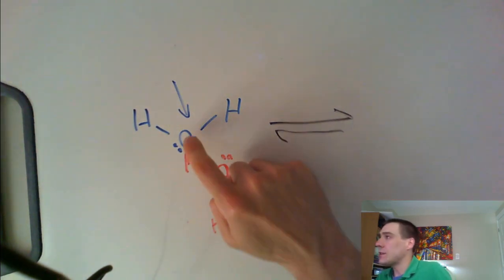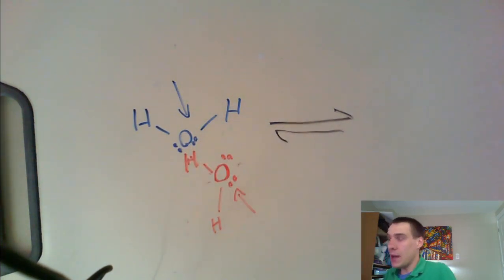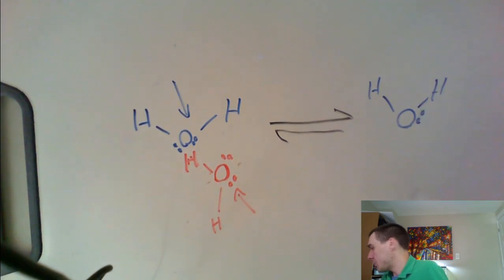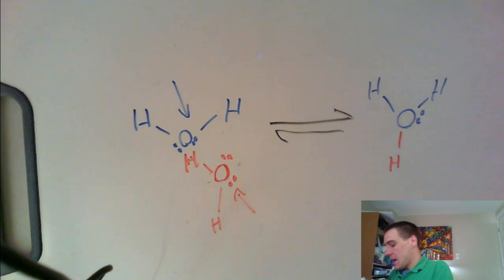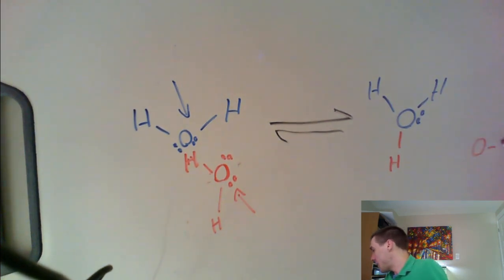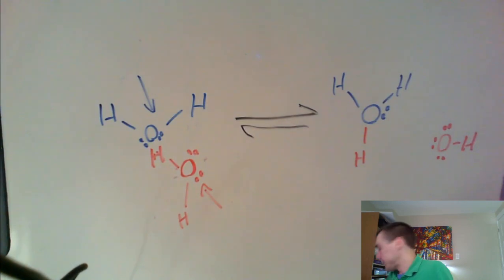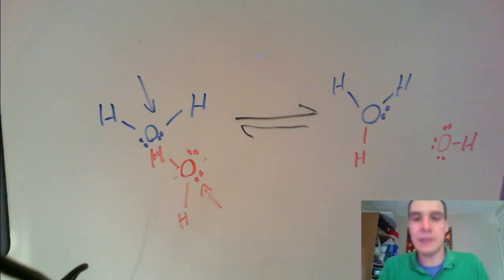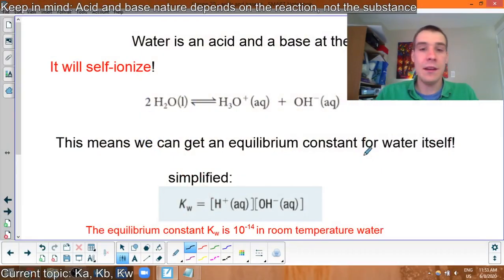You can end up with an interaction where that red hydrogen is now very close to this oxygen. It will actually hop right over, and what you end up with is a hydronium ion like this, and a hydroxide. And that's what we're seeing in our expression over here on the screen.